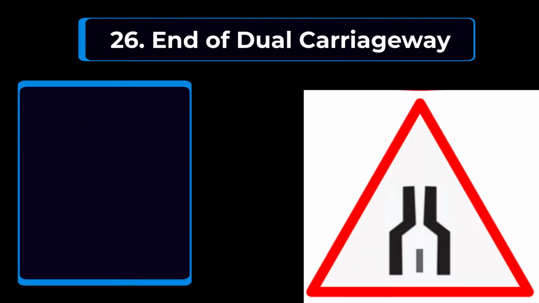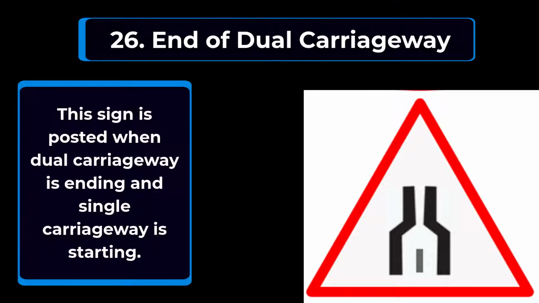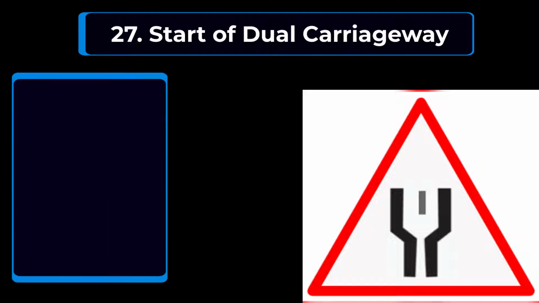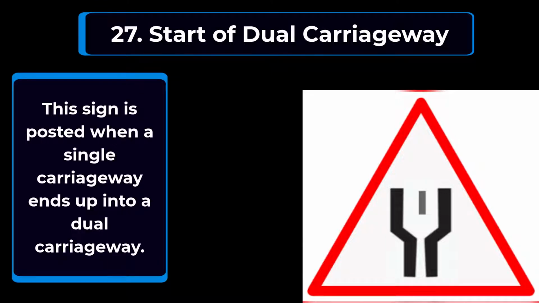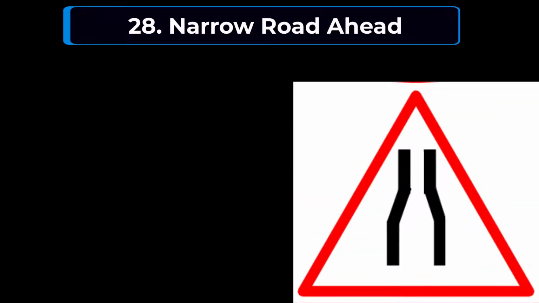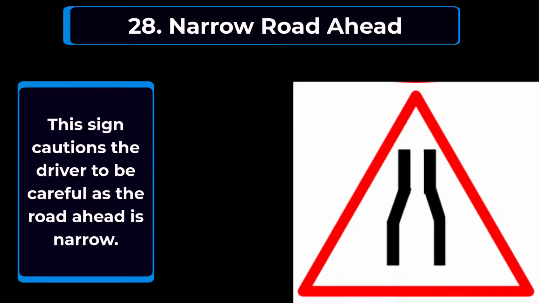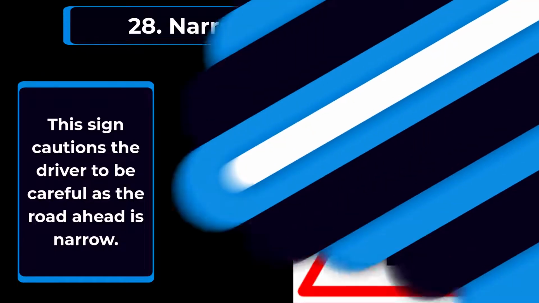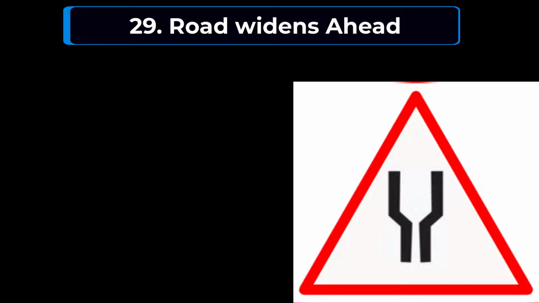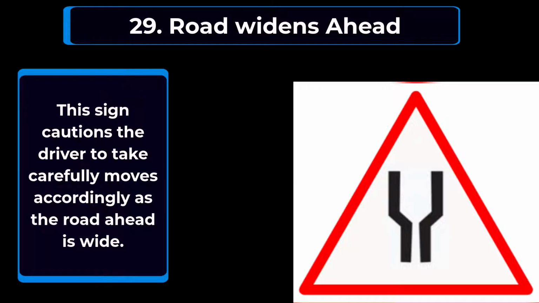26. End of dual carriageway. This sign is posted when a dual carriageway is ending and a single carriageway is starting. 27. Start of dual carriageway. This sign is posted when a single carriageway ends up into a dual carriageway. 28. Narrow road ahead. This sign cautions the driver to be careful as the road ahead is narrow. 29. Road widens ahead. This sign cautions the driver to take moves carefully and accordingly as the road ahead is wide.